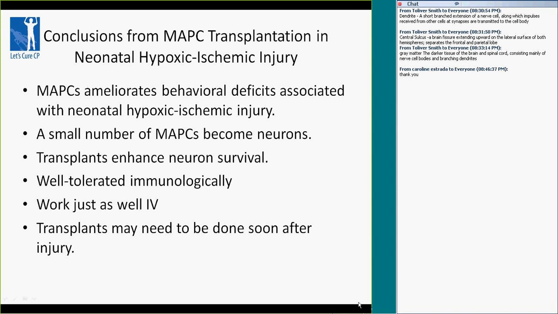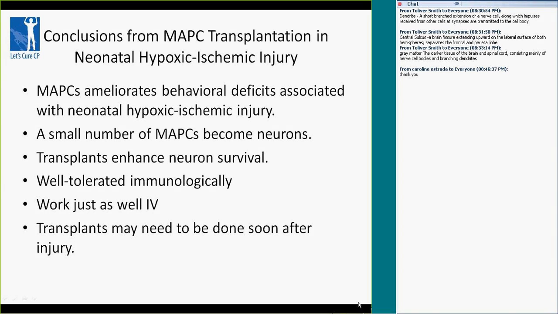So not only do our transplants become neurons, but when we do a transplant, it improves the outcome for the cells that have been damaged. We have more of them surviving. The MAPCs are well tolerated immunologically. We've actually been able to transplant between species, between mice and rats, for example, with no immune response, which is excellent.